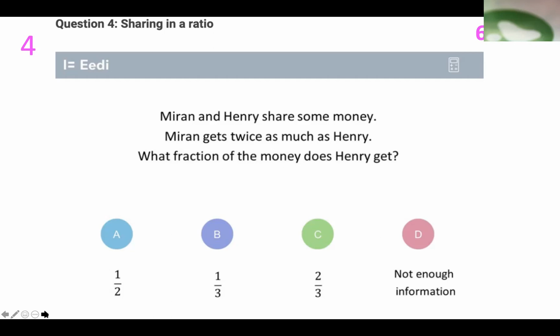Get ready by putting your answer in the chat, but do not press enter yet. You can press enter in 3, 2, 1, go. What did you get? Hopefully you got 1/3. Okay, so if Miran gets twice as much as Henry, if Henry's got 1, Miran's got 2. So imagine that Henry had £1, Miran had £2. Altogether, they had £3. So as a fraction, Henry's £1 would be 1 out of £3 in total. So 1/3. Last question coming up.